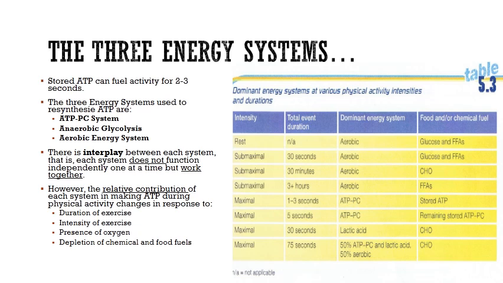So the deal is that ATP is the only fuel that the muscles can directly use for muscle contractions. We store ATP in the body, but we can only store enough, about 50 grams, which is enough to fuel maximal intensity activity for about 2 to 3 seconds. So as soon as that 2 to 3 seconds is up, then we rely on our energy systems to resynthesize the ATP so we can keep performing.